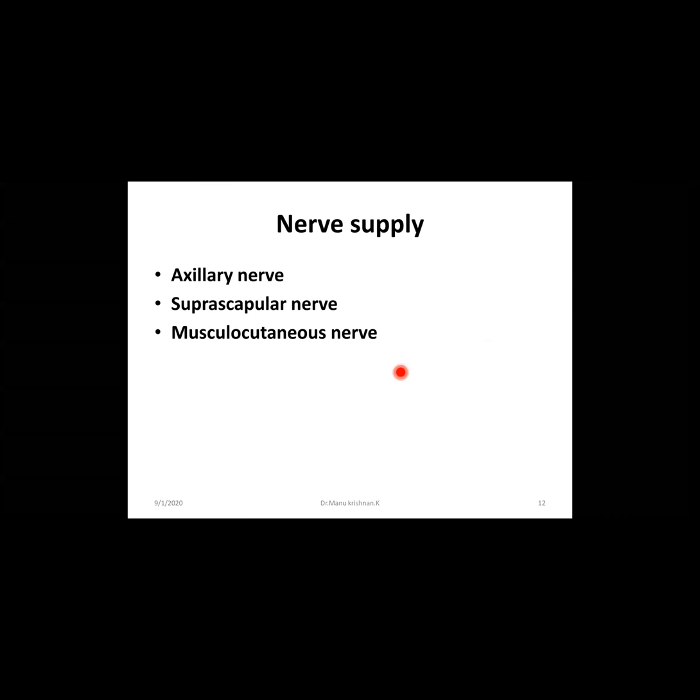The nerve supply of the shoulder joint is by the axillary nerve, the suprascapular nerve, and the musculocutaneous nerve, and all these are branches from the brachial plexus. So you can see the branches from the brachial plexus supplying the shoulder joint, specifically the axillary nerve, suprascapular nerve, and musculocutaneous nerve.